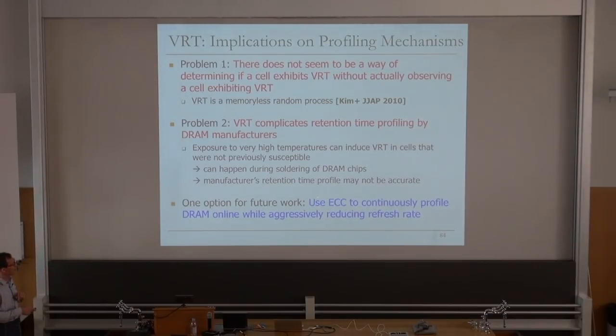One option for future work is essentially to add error correcting codes into the DRAM and use them to continuously profile DRAM online while aggressively reducing the refresh rate. The idea is you basically reduce the refresh rate a little bit. If you get errors, you take the refresh rate back to a high level. You refresh more. But if you don't get errors, you keep the refresh rate at a low rate, which means that you have some margin. So having some error correcting codes to correct or to signal you that you shouldn't reduce the refresh rate is a good idea.